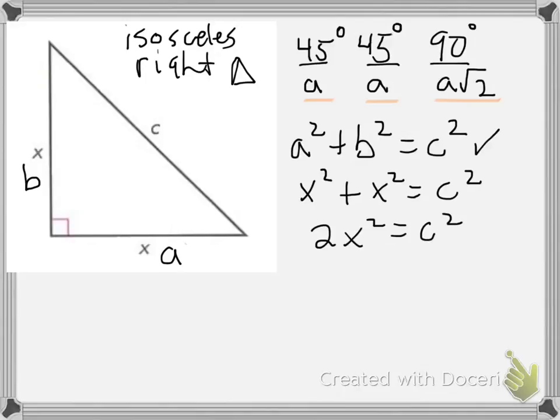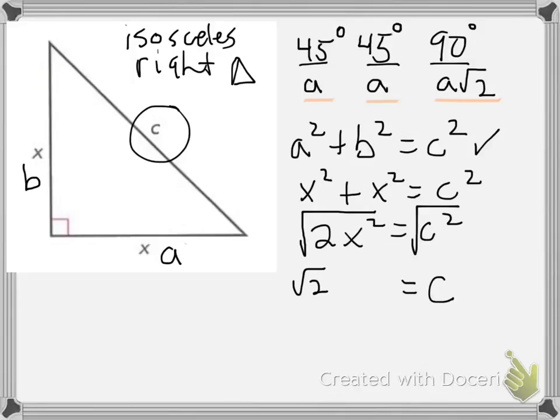And if I'm really interested in getting c, not c squared, to undo squaring, I square root, and we're only interested in the principal square root because negatives don't make sense here. So I get c, and here I get root 2, and I get the square root of x squared. And it turns out the square root of x squared is easy to deal with. That's just x. And the square root of 2 is the square root of 2.